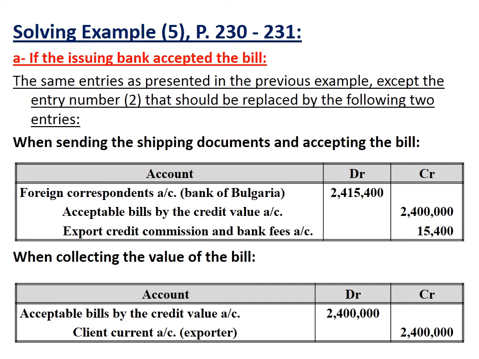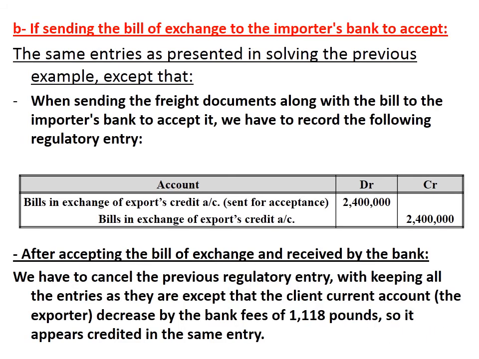When sending the shipping documents and accepting the bill, foreign correspondence account in the debit by the same value, but acceptable bills by the credit value of 2,400,000, then the export credit commission and bank fees 15,400. So I have a bill now instead of the current account. When collecting the value of the bill, acceptable bills by the credit value 2,400,000, client current account exporter.